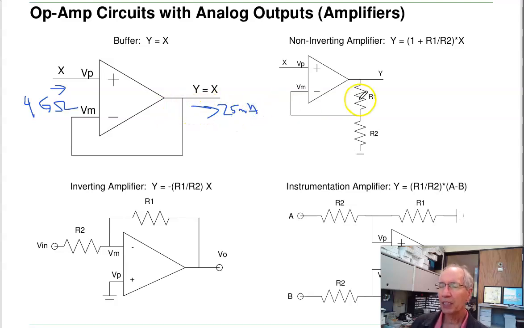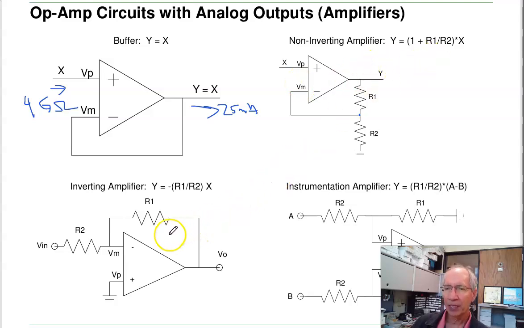If I want to have a gain, there's a non-inverting amplifier. Here the gain is 1 plus R1 over R2. Kind of the way that works, this is a voltage divider. If these are the same, then with negative feedback, V plus equals V minus. If these are the same, V minus is 1/2 of Y. Therefore, Y is twice X. Or the gain is 1 plus R1 over R2.